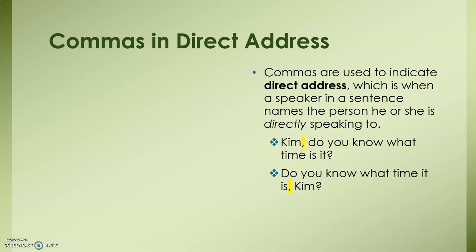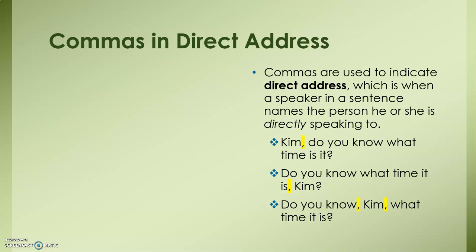When we place Kim at the end of the sentence, we simply place the comma before her name, once again to indicate a pause, so you can hear it be read like this. Do you know what time it is, Kim? You can also place the name in the middle of a sentence if it makes sense, surrounding the name with commas, once again to give the reader a pause and let them know that you are speaking directly to this person, not about her. Do you know, Kim, what time it is?